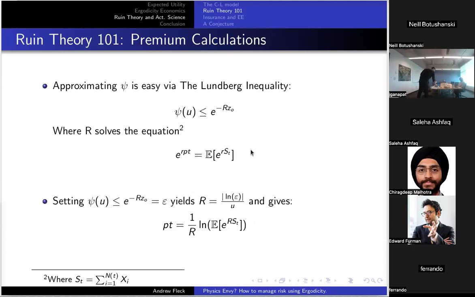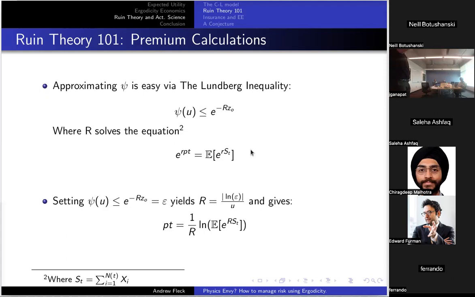We're very lucky because in this model, we have a way of approximating the ruin probability very easily. It's bounded above by an exponential function of the initial wealth we have, and this R, which comes from the MGF of the compound losses. I'm not going to go over those details. It's very straightforward, and this is why the model is very, very useful.